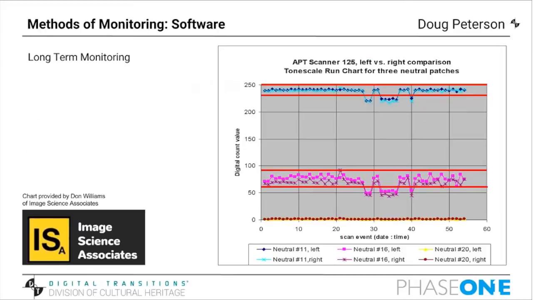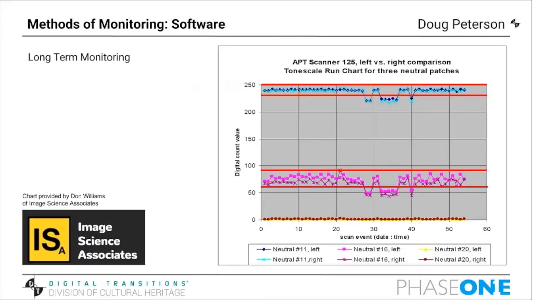So there's one more thing software can do that's kind of interesting. We love this chart. This is the chart that Don Williams uses in some of his presentations, and he was generous enough to provide to us, Don Williams of Image Science Associates. This shows the tonality and consistency and accuracy of different patches on the target on many different scans across time.